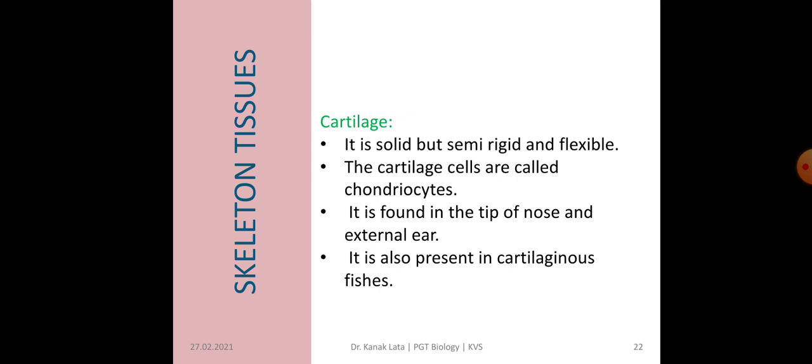Now the next skeletal tissue is cartilage. It is solid but semi-rigid and flexible, and the cells of cartilage are called chondrocytes. It is found in the nose and external ear and also in the cartilaginous fetus.